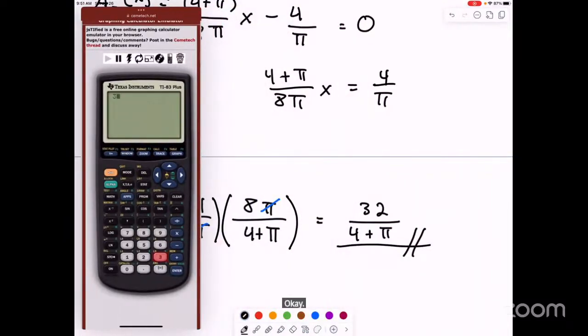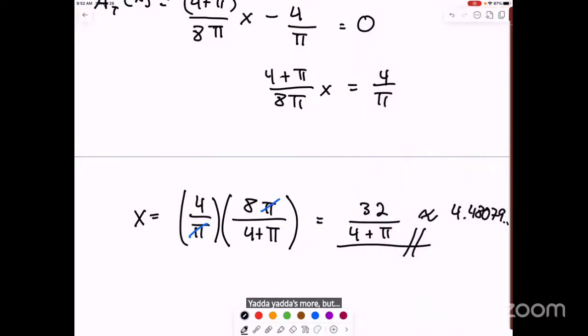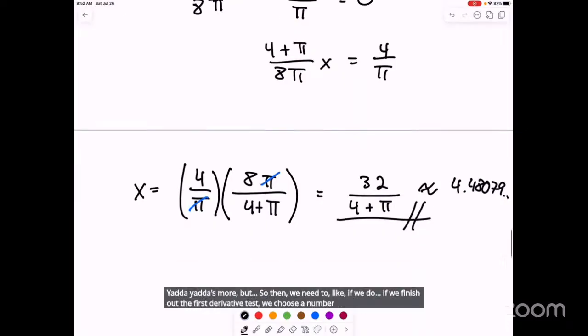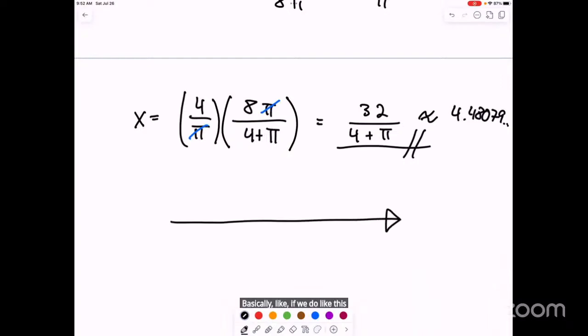Okay, so let me see, 32 divided by 4 plus pi. So about 4.48, so that's approximately 4.48079. Yada yada yada is more, but okay. So then if we finish out the first derivative test, we choose a number on the left. Say this is our positive x, and this is our 4 point something, 4.48, yada yada.